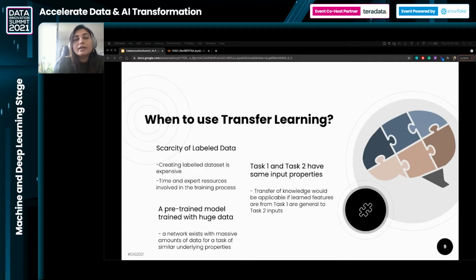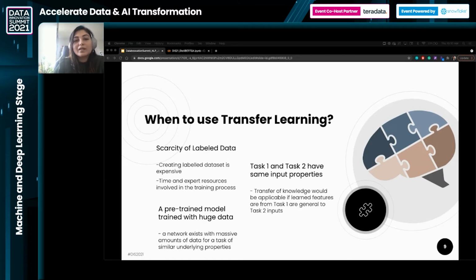And say, for example, you have an image as your source task. You cannot possibly use that source task for very unstructured legal document parsing as your task two, right? Because the input properties are not the same, they are not coming from the same background context.